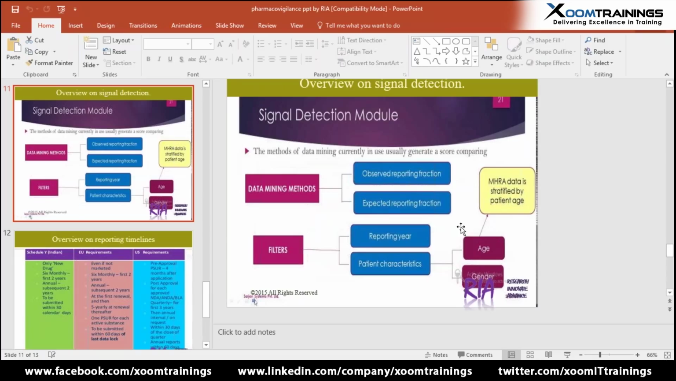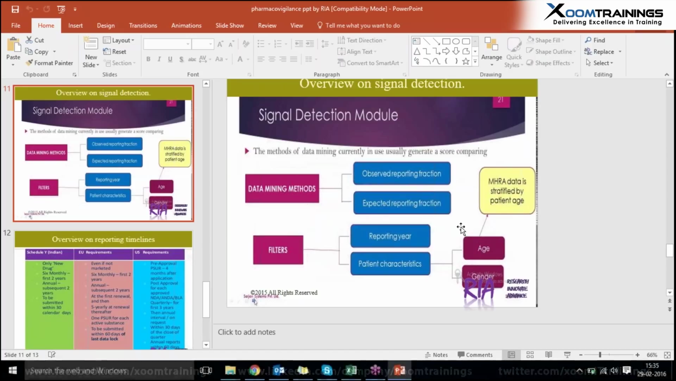You are not expecting that thing, but whenever you conduct the clinical trial for such new drugs, during the trial period you observe that thing newly, you find it. That will come under the observed reporting fraction. Now the filters will be reporting year wise and patient characteristics wise. The patient characteristics again come under age and gender. Different filters will be there. You can filter that and do the data mining. We'll come to the conclusion.